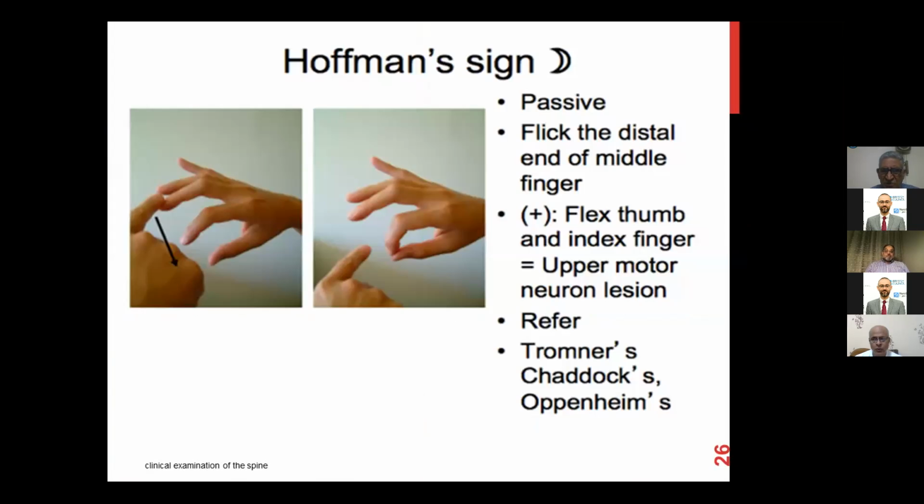Hoffman sign is a pathological sign which is elicited by flicking the tip of the middle finger. In upper motor neuron lesion, we get flexion and opposition of the thumb and index finger.